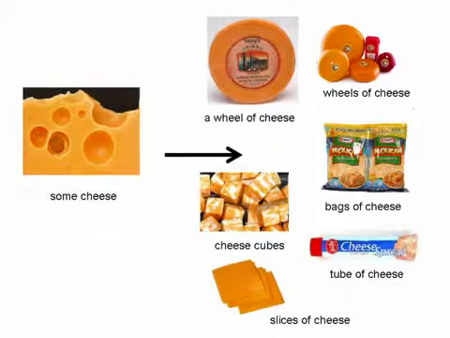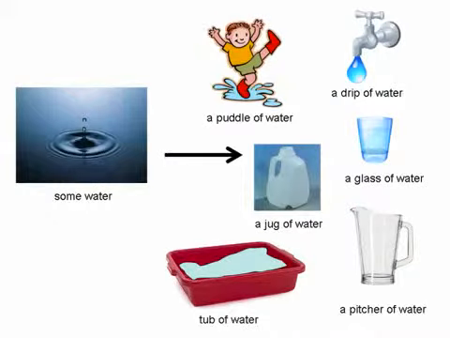Here we have cheese. Cheese in this form is not countable because this is not a form, but when we put it into these different forms, we can count it. So, a wheel of cheese, 2 wheels of cheese, 3 wheels of cheese, a bag of cheese, 2 bags of cheese, a cube of cheese or cheese cubes, 2 cheese cubes, 3 cheese cubes, a tube of cheese, 1 tube of cheese, 2 tubes of cheese, a slice of cheese, 1 slice of cheese, 2 slices of cheese.